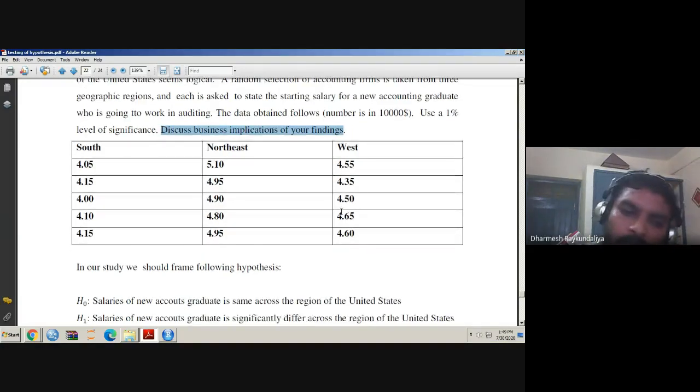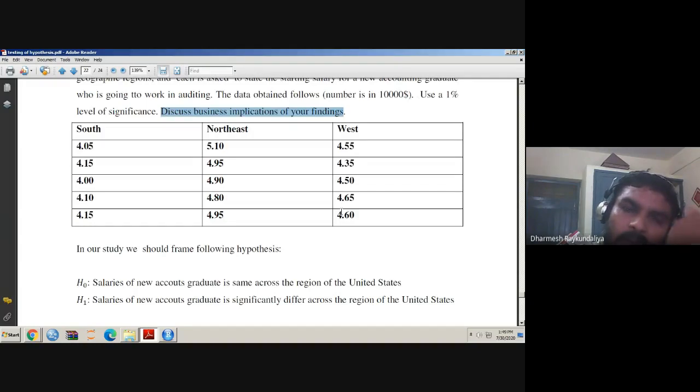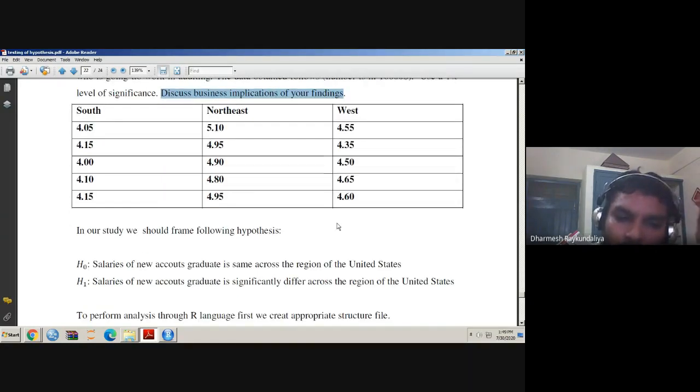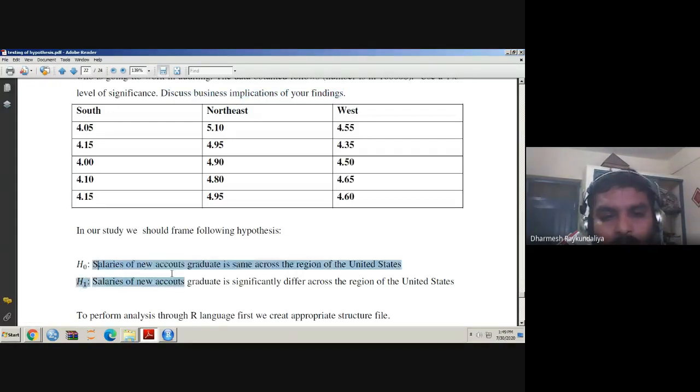So now you have to take the decision whether the average salary across the region is same or not at 1% level. So here the null hypothesis is that the salary of new account graduates is same across the regions of the United States. I would say that the United States says equal work, equal wage, irrespective of the region, so whether it is the same or not. Versus the alternative: the salary of new account graduates significantly differs across the regions of the United States.